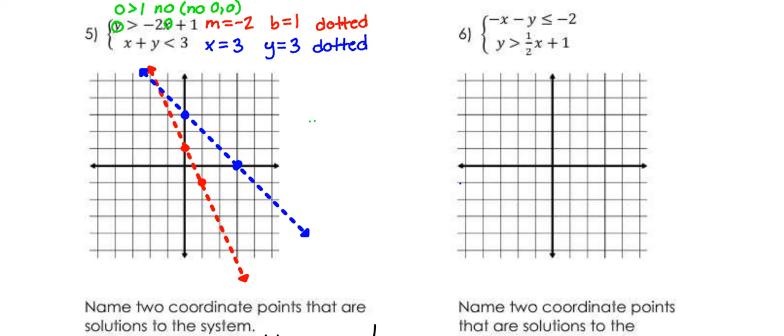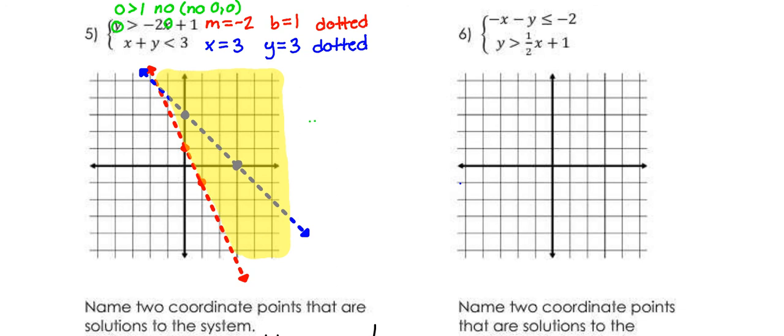So for the red line, the side that is not 0, 0 is going to be this side over here, because there's 0, 0. So let me take those away so I can not shade in black. So I'm going to shade to the right of my line. Okay, there we go.